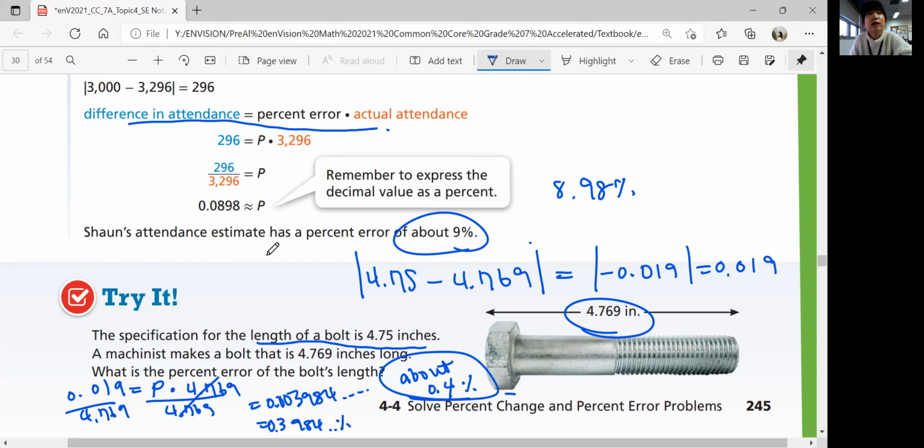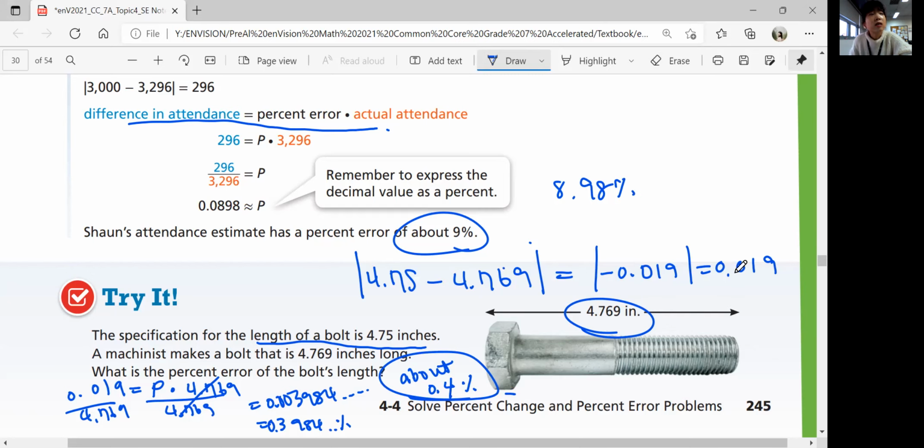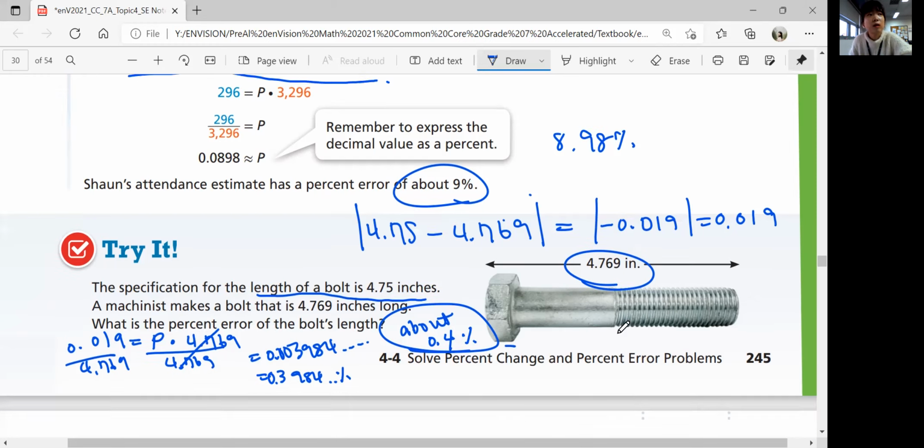Okay, so first you find the absolute value of the difference, and divide that by the actual bolt size, or the number that represents the whole. There you go. And that's going to be the decimal of the percentage. So you have to multiply that by 100 to get the actual percentage.